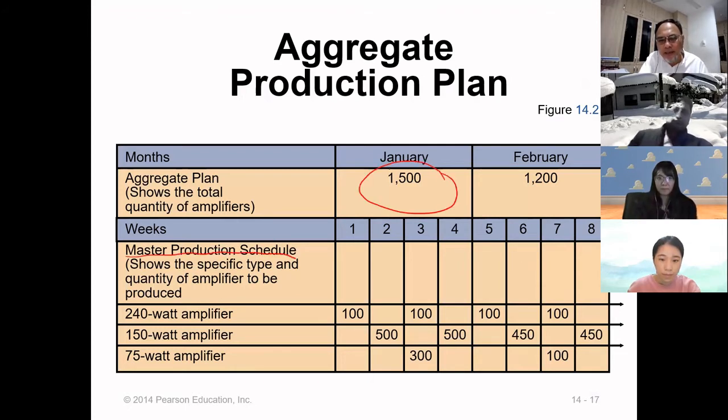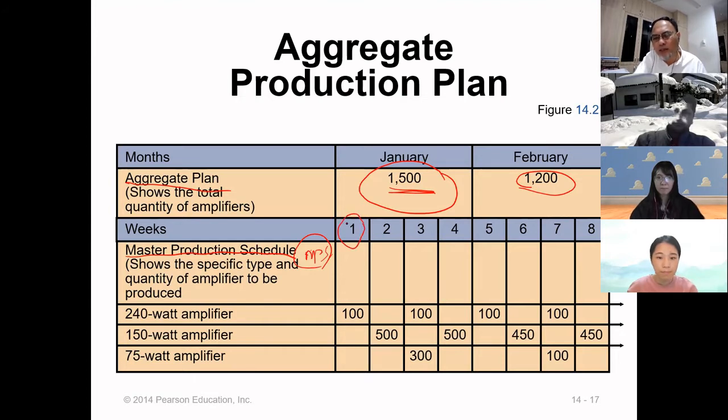From the aggregate plan, for example, we say we're going to produce 1,500 in January, and in February, 1,200. So we break down into our weekly planning. The master production schedule, MPS, for this example company, is on a weekly basis. Can you see here? Week 1, week 2, week 3, week 4. And it is now broken down. This is the gross. Remember last week we said it is the aggregate plan for the total.